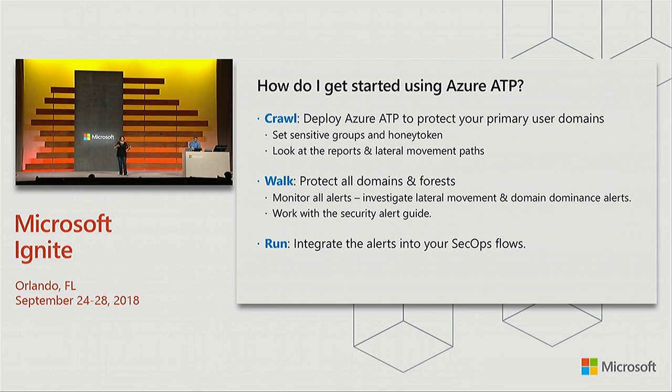So when you get in on Monday, 9 a.m., this is what you want to do. You want to start by deploying Azure ATP to protect your primary user domains. So these are the areas that you have the most identity activity. You can set those sensitive groups, set those honey tokens, and you can start to look at the reports and those lateral movement path reports in the environment, even just to get not only a feel of the detections you see, but also how well your environment is configured. It gives you a wealth of information.